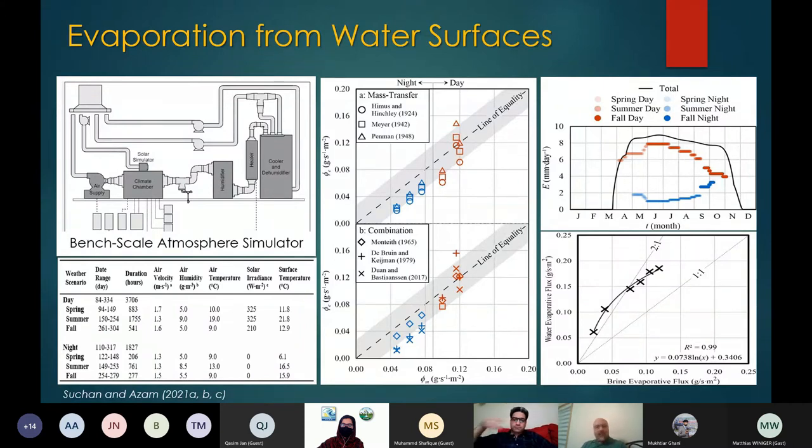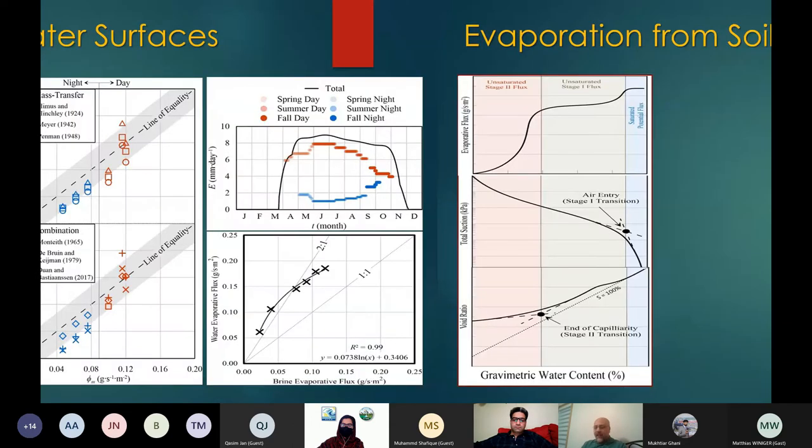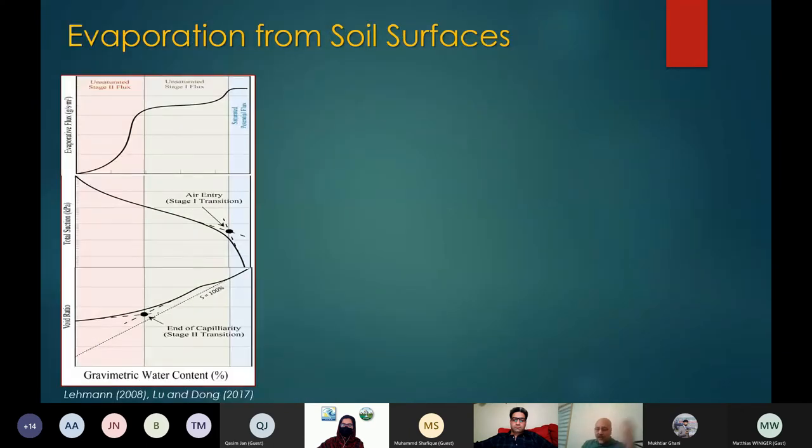Here is now an example, if you will, of evaporation from soil surfaces. Evaporation rate in this case is not only a function of all the different parameters I showed earlier, but it also depends on intrinsic soil properties and the morphology of the soil at that time. And here I'm showing basically three different plots, all plotted with respect to gravimetric water content. The first one is evaporative flux, the second one is total suction, and the third one is volume change. So when the water evaporates from a soil, the soil shrinks. That's what I'm trying to show.